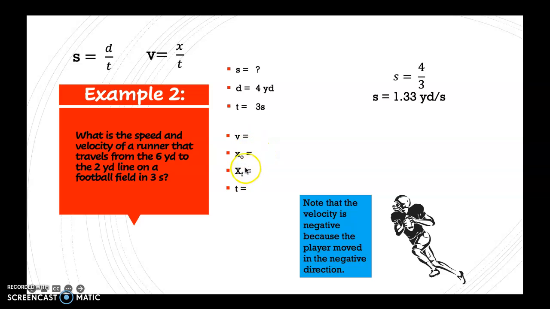For my velocity, however, because I'm given positions, my initial starting position was 6 yards, the final position was 2 yards, the time was still 3 seconds, but that's going to change my velocity into a negative value because it's going to be 2 minus 6. And this is only because they're moving in a negative direction.